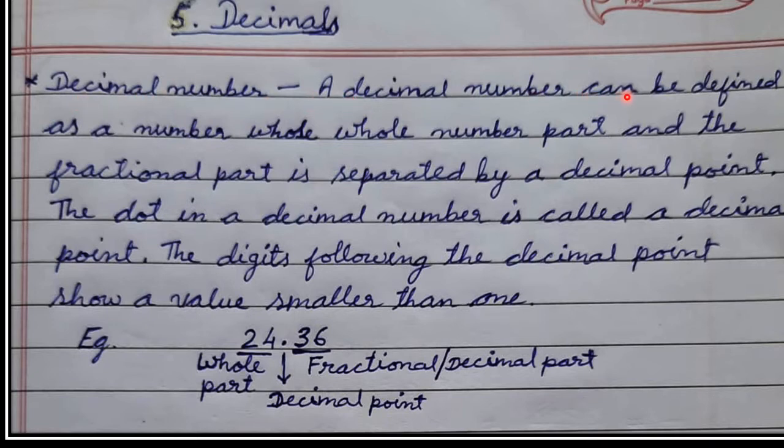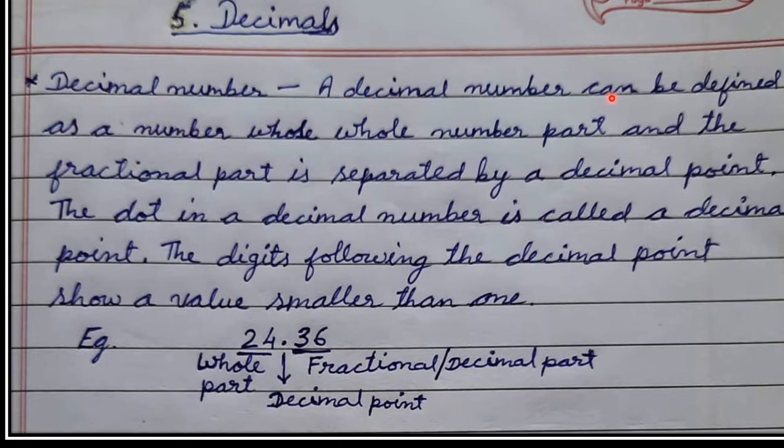A decimal number can be defined as a number whose whole number part and the fractional part is separated by a decimal point. So a whole number part and a fractional part is separated by a decimal point. Here is the example.